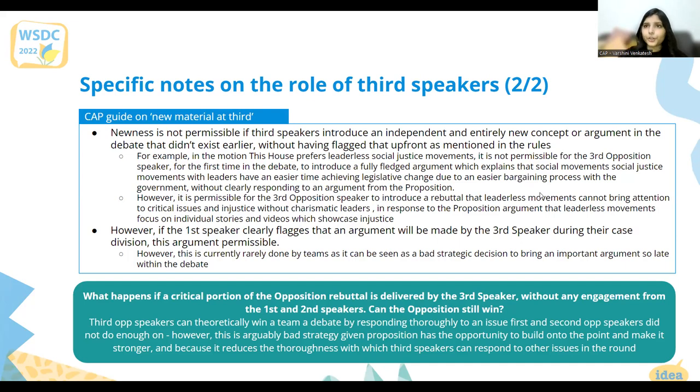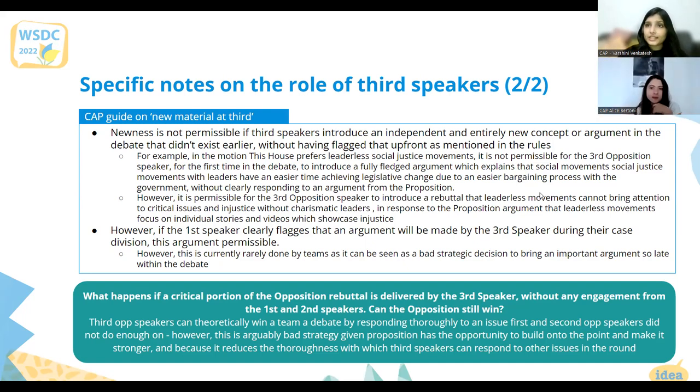This is a good question, and the real answer is it depends, but I'll give you an example of what is and isn't permissible. First, regardless of flagging or not flagging, something that is brand new but also takes up a chunk of third speaker's time and is critical to the way that team's case operates should not be coming for the first time in third speech. That's the first thing to say. Second, what do we mean by flagging?